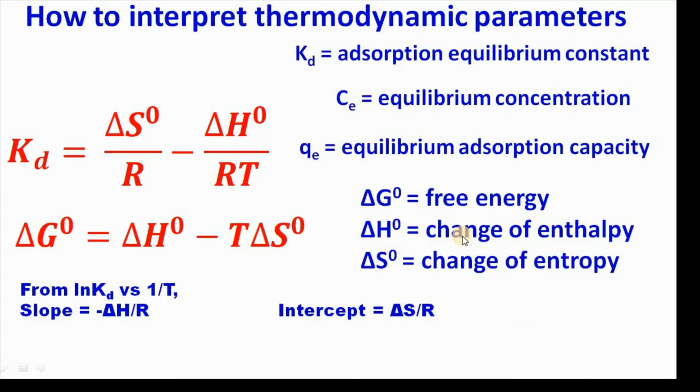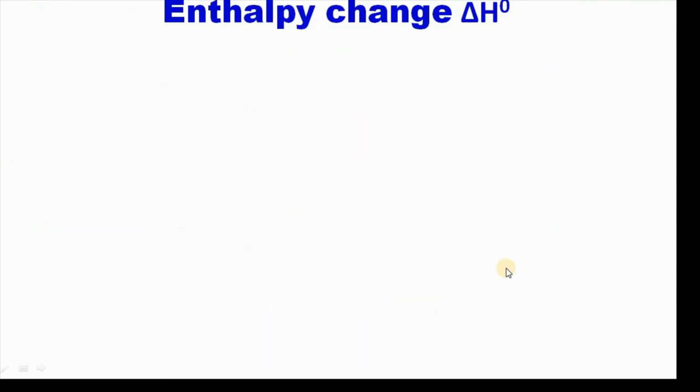In my previous video, I explained how to calculate thermodynamic parameters using these three equations. In this video, I would like to show you how to interpret various thermodynamic parameters. Well, after calculation of thermodynamic parameters del G naught, del H naught and del S naught, you need to interpret them. Now, let us interpret enthalpy change.